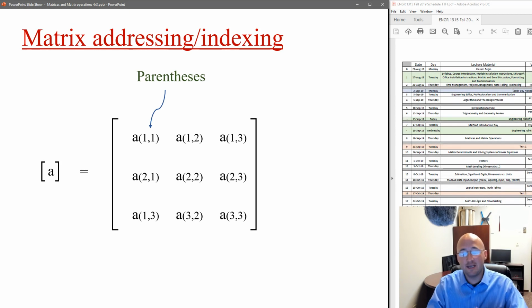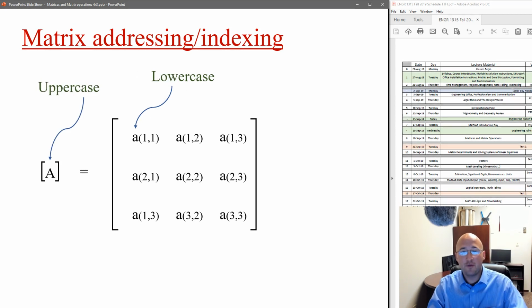But it is common in mathematics to find that the matrix by itself is uppercase A, and then when we reference elements in it, we use lowercase a. It can be a little bit confusing, but you'll just have to be aware of that moving forward.